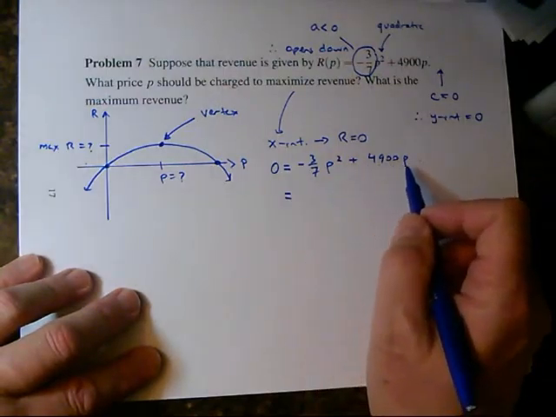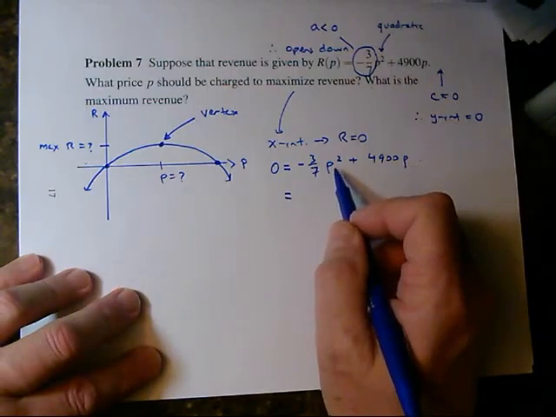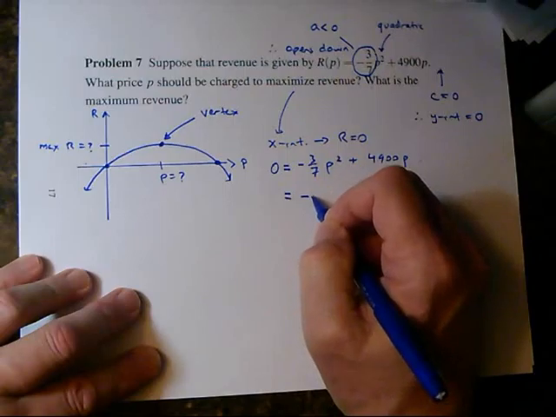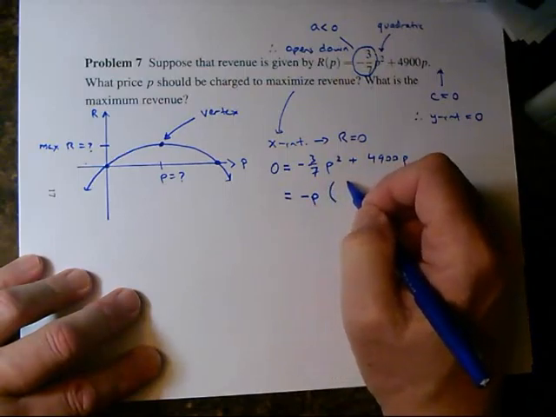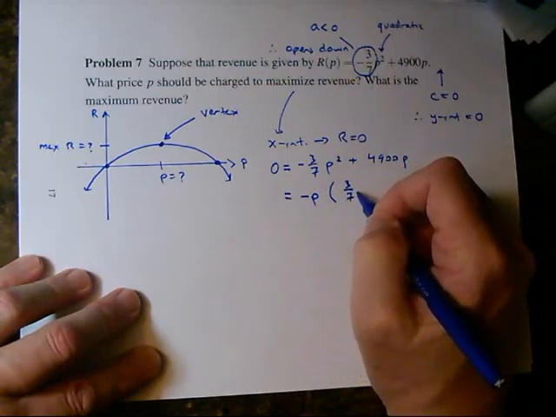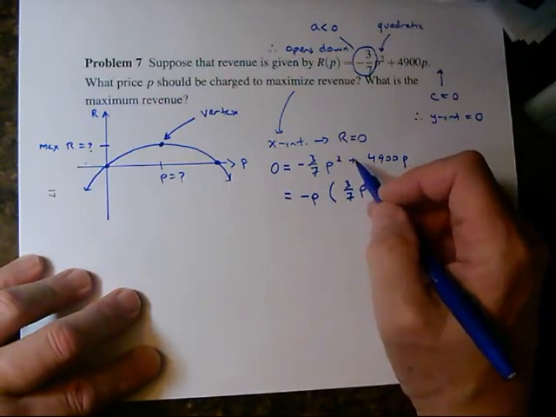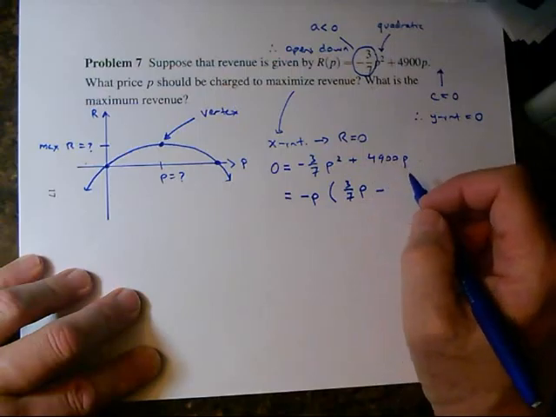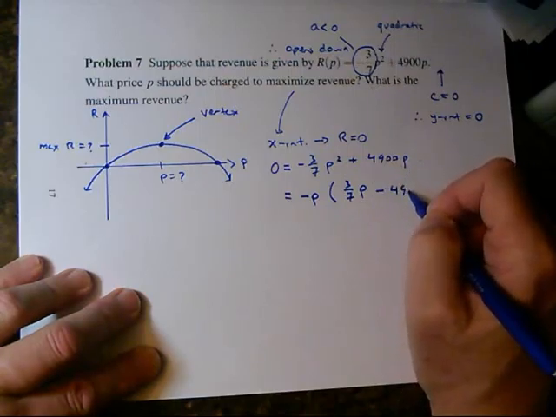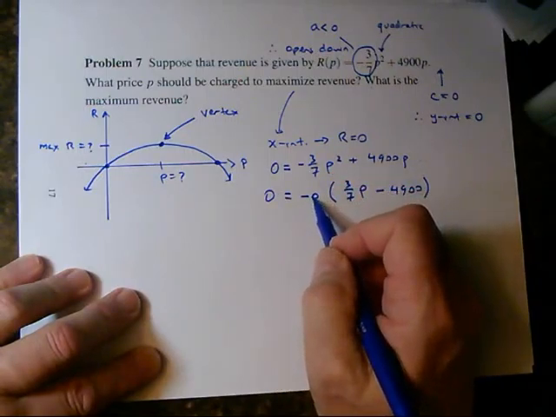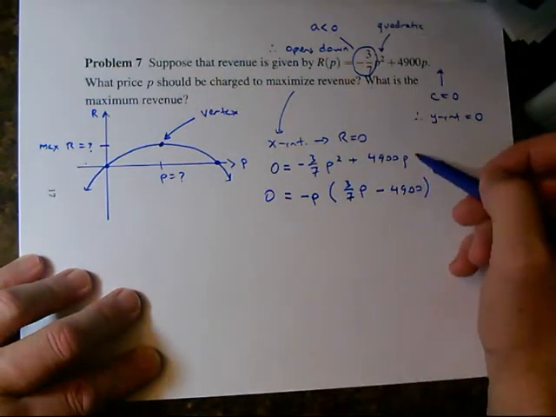There's a p common to both terms. And in fact, there's a negative common to both. And I'm going to pull out a negative p. That will leave us a positive 3/7 p in the first term. Pulling out a negative from the positive will leave a negative. And I could check that if I wanted by distributing the negative p back through and getting back to the previous step.